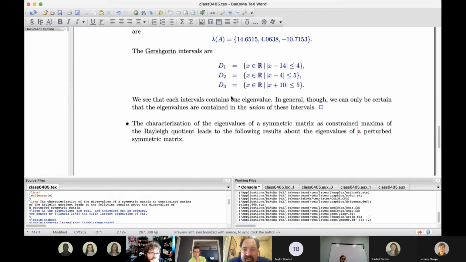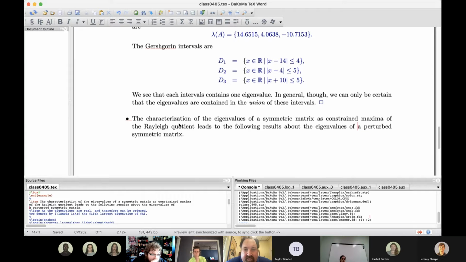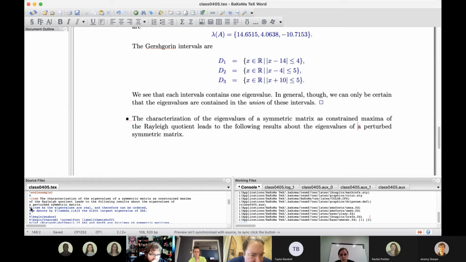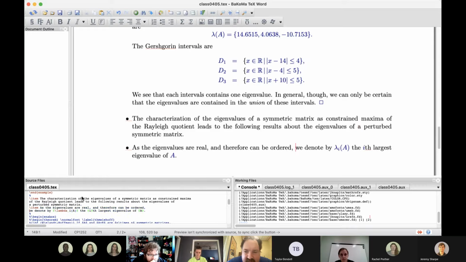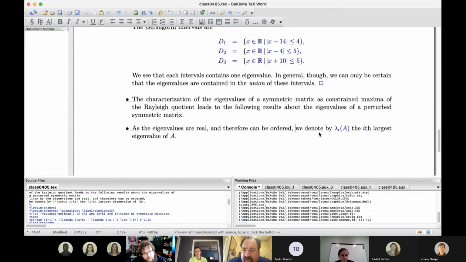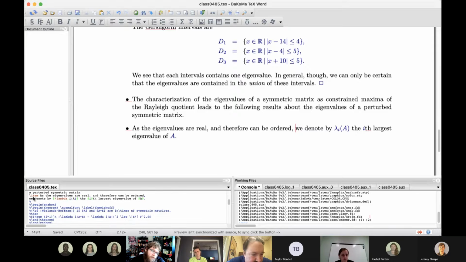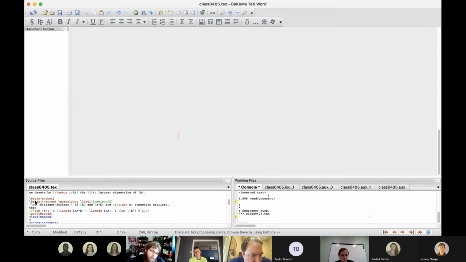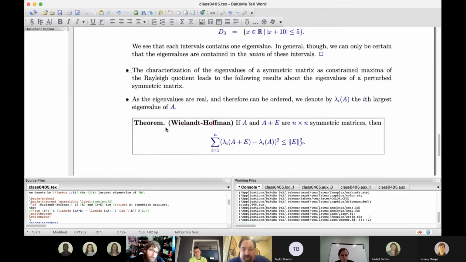Now, for another result about sensitivity of eigenvalues, the fact that they are constrained maxima of the Rayleigh quotient leads to this result. Lambda i of A refers to the ith largest eigenvalue of whatever matrix A is filled in here. That's the notation we need for this next theorem. It's called the Wielandt-Hoffman theorem. Suppose you take a symmetric matrix A, and then you perturb it by a symmetric matrix E. So E is also symmetric.